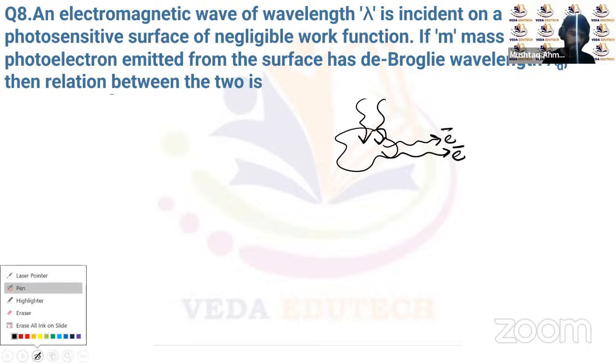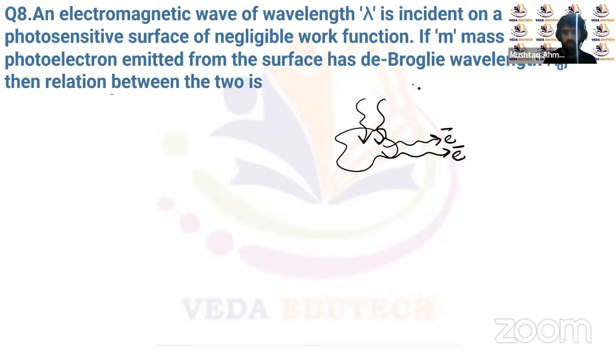Now it's given that the work function of this metal surface is negligible, or we can approximate it equal to 0. If m is the mass of the photoelectron, now if the work function of this metal surface is 0, it means all of the incident energy, that will be hc upon lambda, will be present as the kinetic energy of this electron, because the work function of this metal surface is equal to 0.